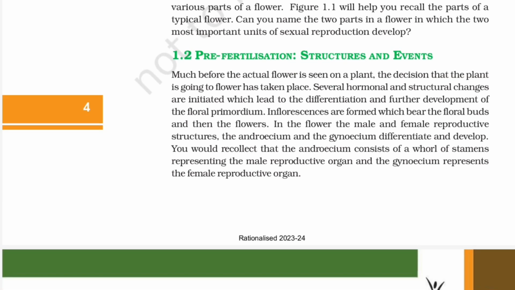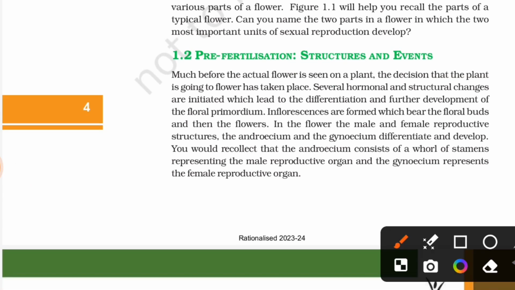Pre-fertilization, structures and events. Much before the actual flower is seen on a plant, the decision that the plant is going to flower has taken place. Several hormonal and structural changes are initiated which lead to differentiation and further development of the floral primordium. Inflorescences are formed which bear the floral bud and then the flower. In the flower, the male and female reproductive structures, the androecium and gynoecium, differentiate and develop.